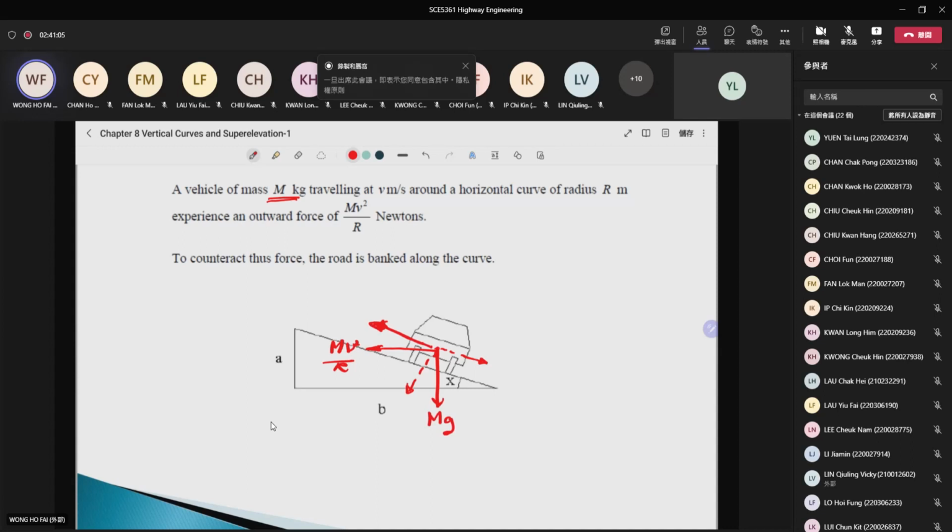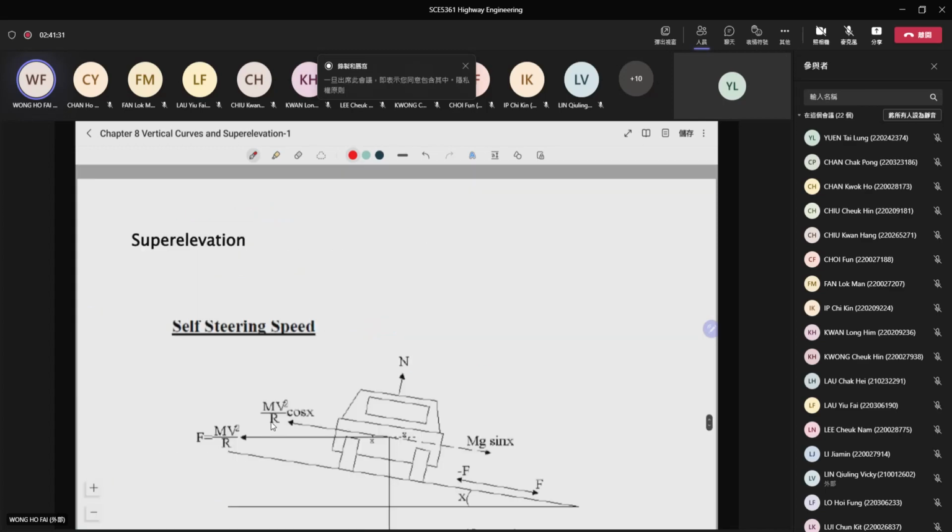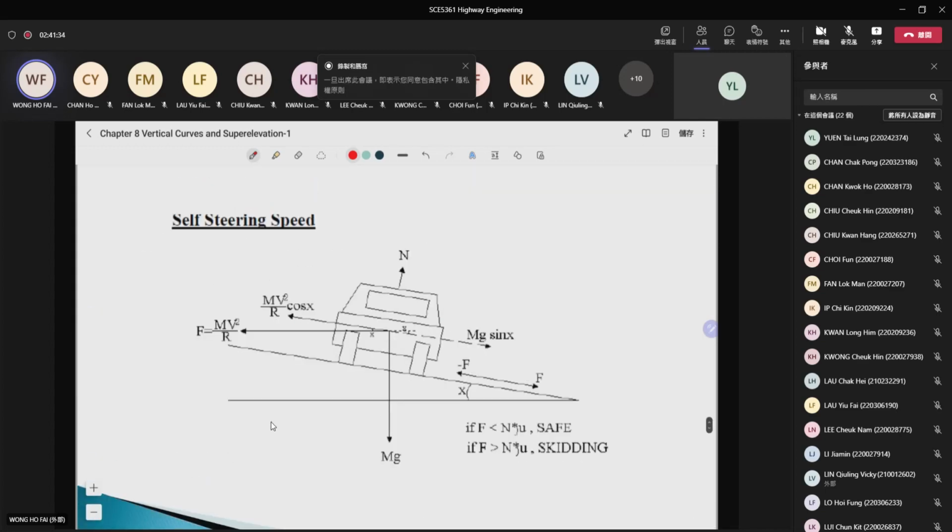And then in order to provide enough reactions, usually we will have the super elevation to counteract these forces. Because actually when you're turning around, there will be the force pulling your vehicle. Actually, we need to provide enough force in order to balance this centrifugal force. So for here, you can see that mg is actually the self weight of the vehicle. And the mv squared over r is actually the centrifugal force which is pulling on your vehicle.